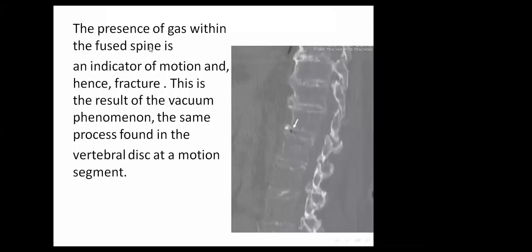Presence of gas within the fused spine is an indicator of motion and hence a fracture. This is a CT sagittal section of the lumbar spine. This is a result of the vacuum phenomenon, the same process found in the vertebral disc at a motion segment.